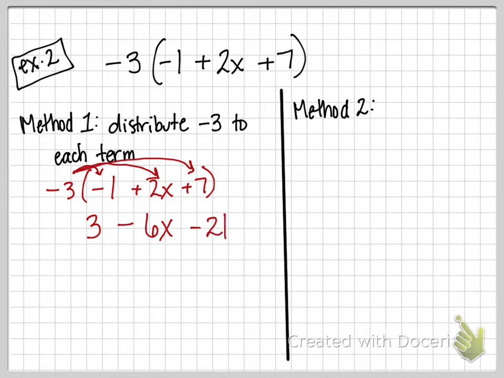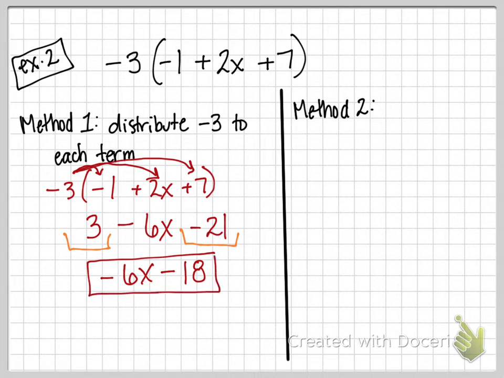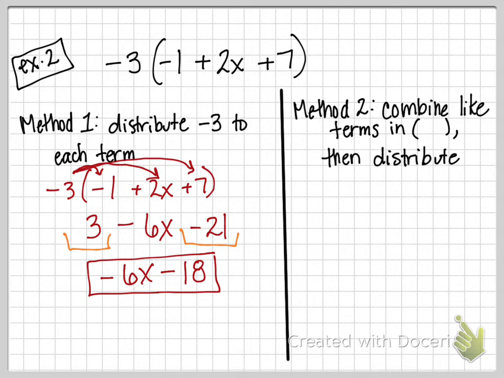So you can do it this way, distribute to every term, and then you must combine like terms at the end. Do you see our like terms here? 3 and negative 21. We have to combine those to be totally done and in simplest form. When we do that, we end up with negative 6x, and negative 21 plus 3 is negative 18. They're constants, so they're like terms, exactly. All right, method 2 is to first combine the like terms in the parentheses and then distribute.